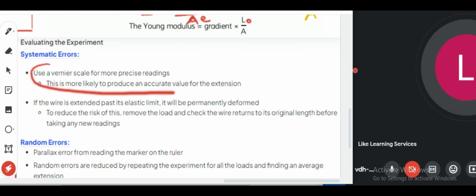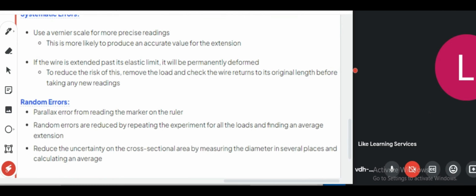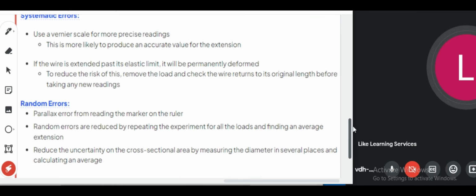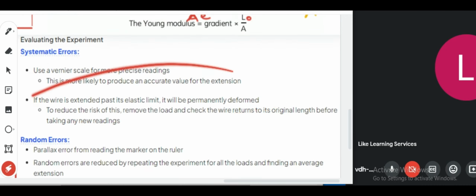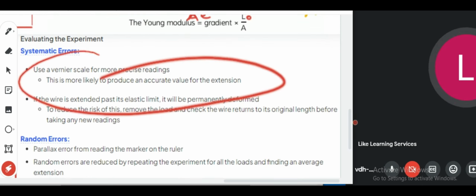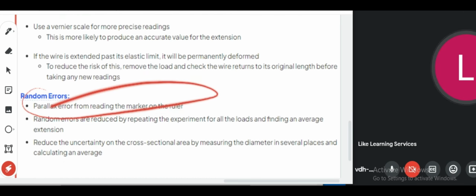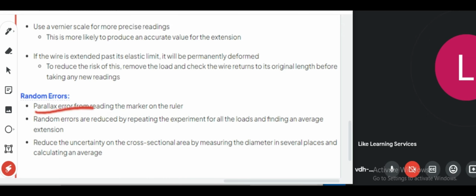You can use a vernier caliper for more precise reading. That's another way. Now for random errors, which is usually from the user of the instrument, systematic error comes from the instrument itself, or the apparatus itself. Random error comes from the way the apparatus or the instrument is used. You need to avoid parallax error by reading at eye level when we are reading the marking on the ruler.